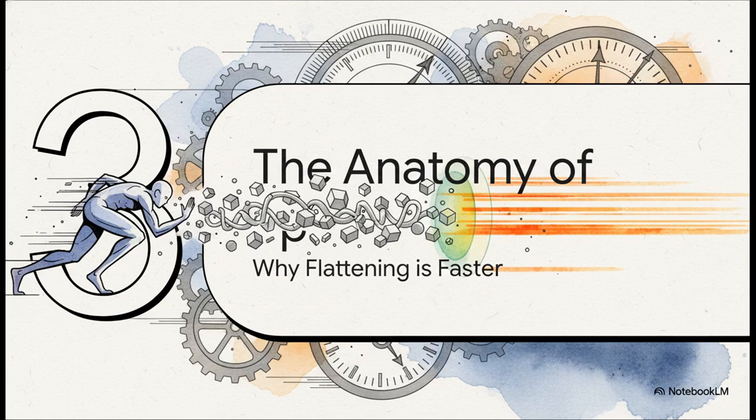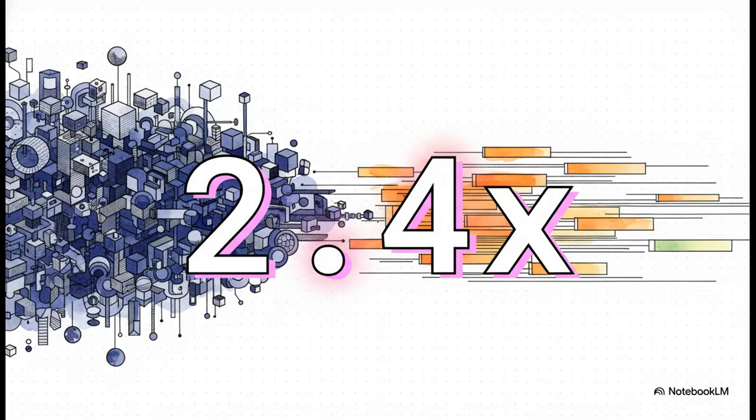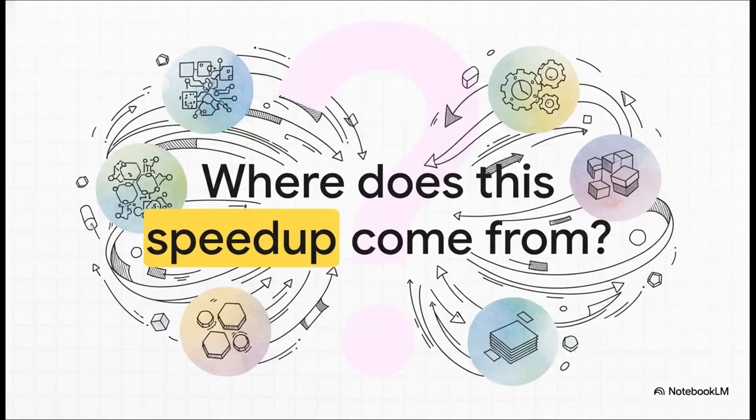That memory saving is nice, for sure, but it's just the beginning. The real prize here isn't saving space. It's about saving time. And the results? Well, they're pretty dramatic. In a direct head-to-head comparison, running the exact same task, the flattened version was 2.4 times faster. That's not a small tweak. That's a real game changer. And it kind of begs the question, where does all that speed actually come from? It turns out it's not just one thing. It's a combination of 4 distinct advantages that all work together.